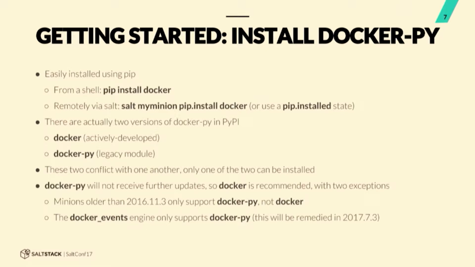I think Docker Pi 2.0 is a radical redesign. A lot of things were changed under the hood. I don't know if that's the reason they decided to keep the old one available, but if you look on PyPI, you'll see that there's a Docker and a Docker-Pi. Docker-Pi is the legacy module, and in most cases you shouldn't be using it because it's not going to receive any updates.